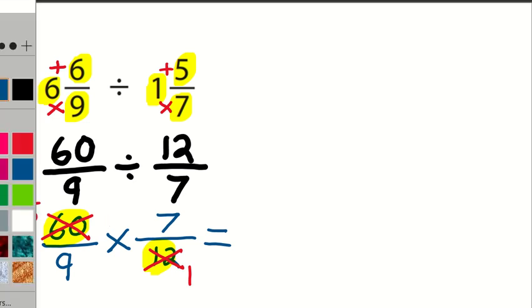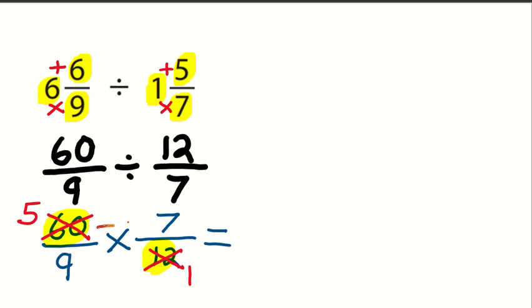Let me get a different color. Let's do rainbow. So now we have, if I can get it to work, not working. Okay. So now we have 5 times 7 is 35. And 9 times 1 is 9. Now that's a perfectly acceptable answer.